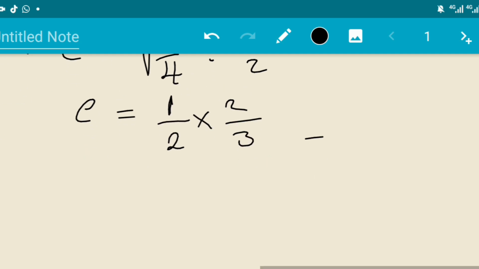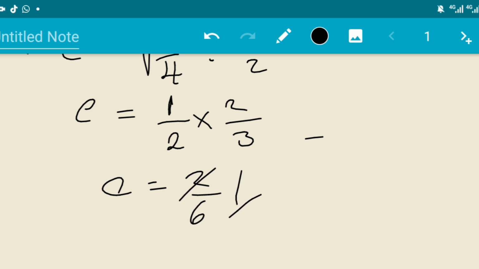So this will be e is equal to, what is 2 times 1? That is 2. What is 3 times 2? That is a 6. So 2 into itself 1, 2 into 6, it is a 3. Okay, so our eccentricity finally is 1 over 3.